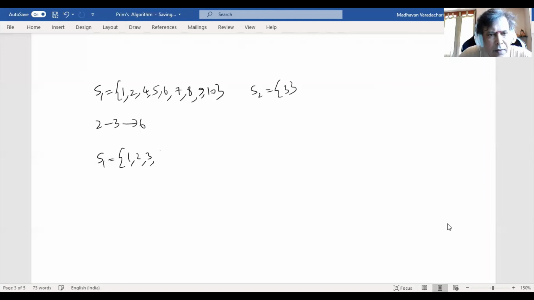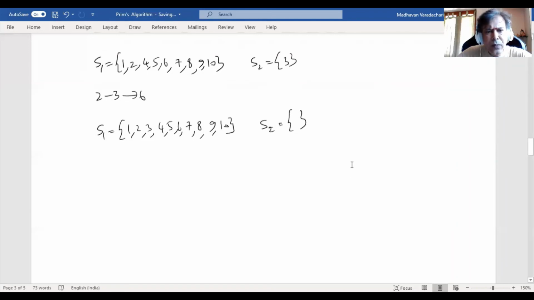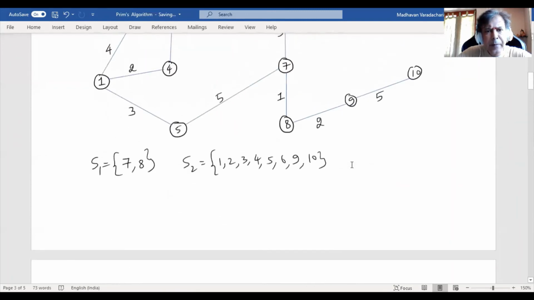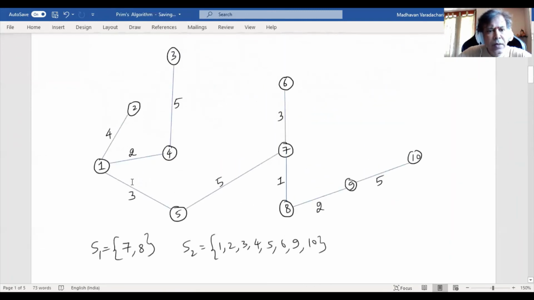1, 2. All the vertices now came into set 1 and set 2 became null set now. So we have to stop the process or the procedure or the algorithm. So this is our minimum spanning tree. Whatever we have drawn, we may notice all the vertices came 1, 2, 3, 4, 5, 6, 7, 8, 9, 10.